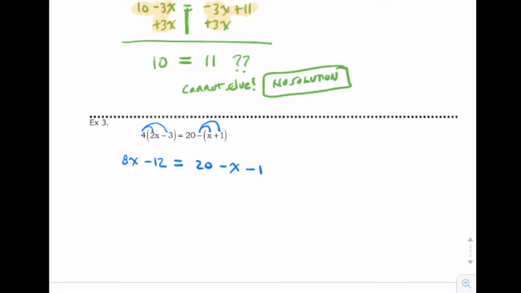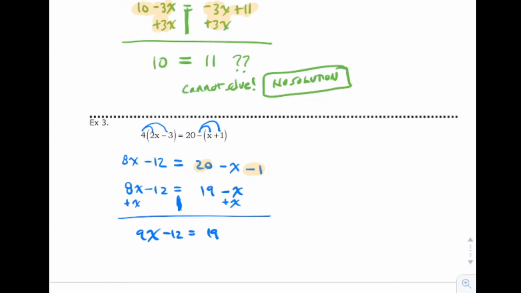That's my distributing. Combining like terms. Well, on this side, those are not like terms. They just stay separate. But on this side, you'll notice I have two numbers that can go together. So 20 take away 1 is a 19 minus an x. Here, I think what I'm going to do is add x to both sides, because I want my x's to be only on the left, not on the right. So keeping my sides separate again, I'll have a 9x minus a 12. Here I'll have a 19, and the minus x plus x will cancel each other.